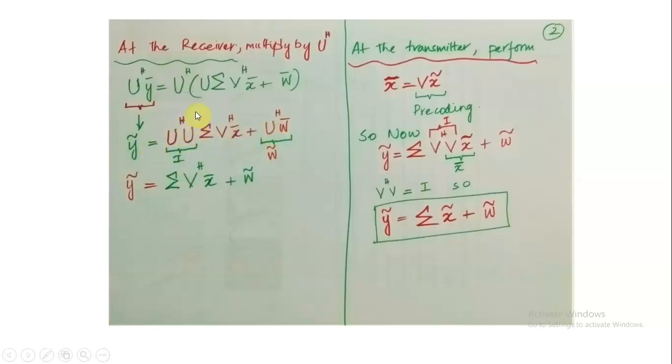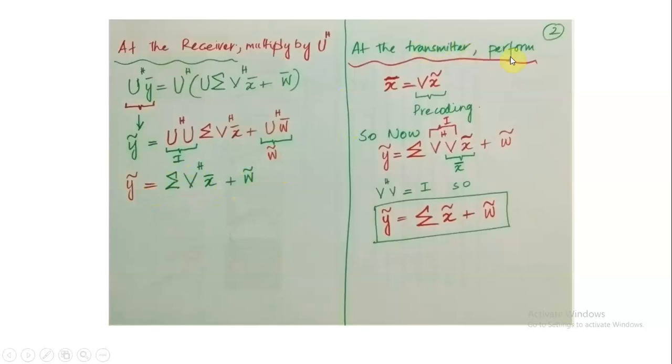As we already know, U Hermitian into U gives I, because it has such properties. So Y tilde, which is basically a new vector at the receive end, would be the diagonal matrix into V Hermitian X vector plus W tilde.